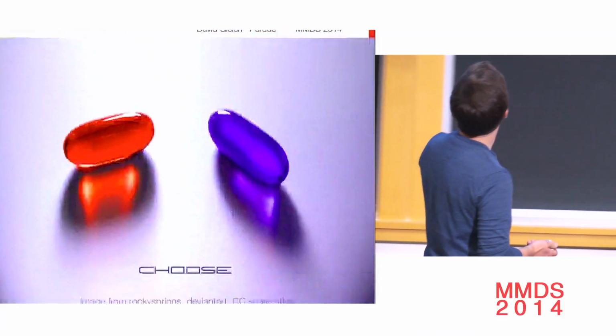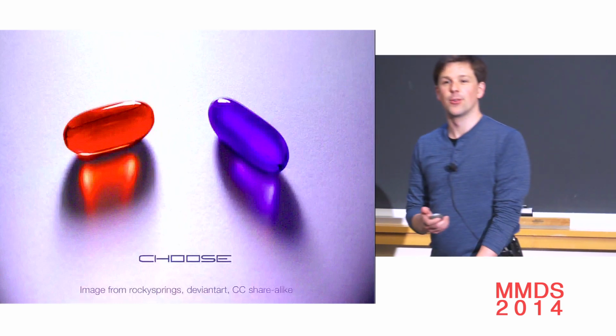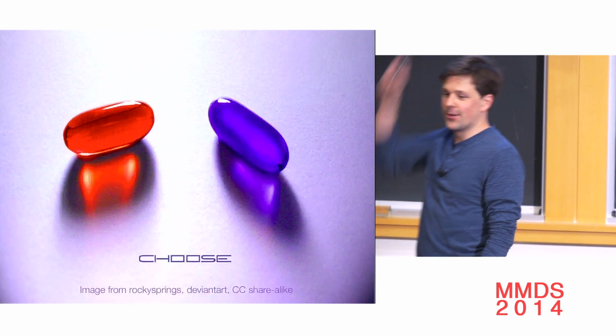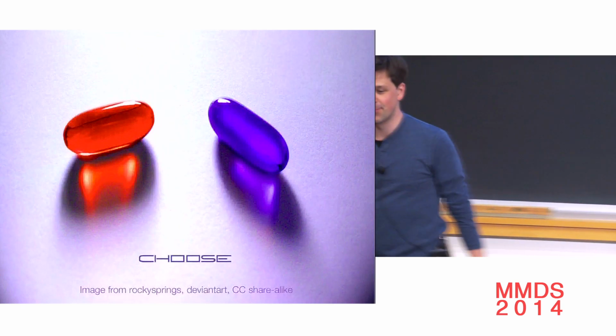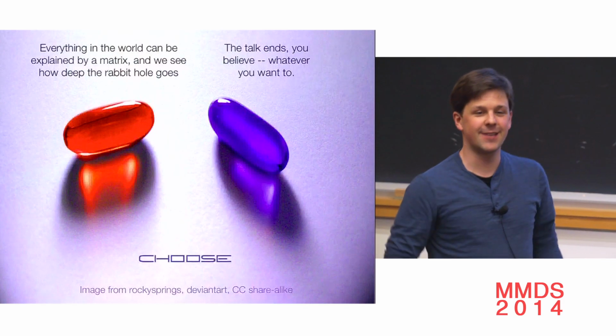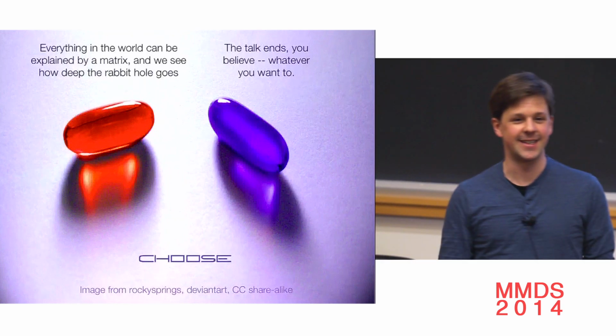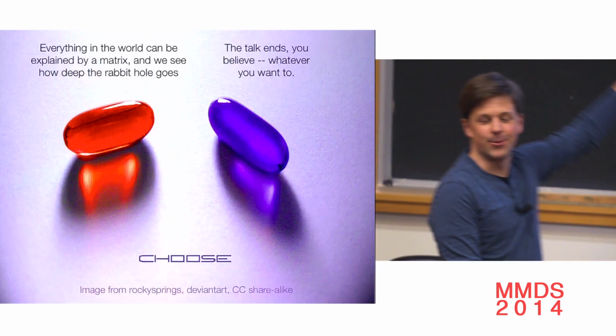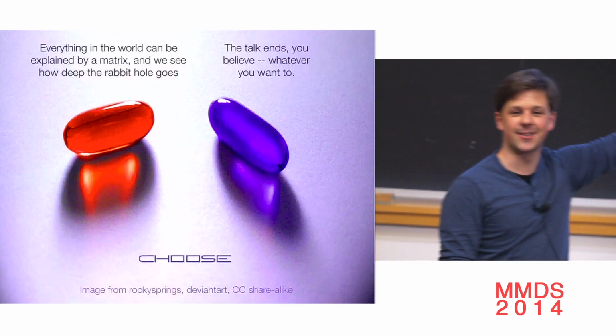So there's, in some sense, two types of people in the world. There's the red pill people, and then there's the blue pill people. And what are these in this case? Well, the red pill people are the people who believe that everything ought to be explained by matrices. And the blue pill people don't believe that, and so they can just ignore my talk.